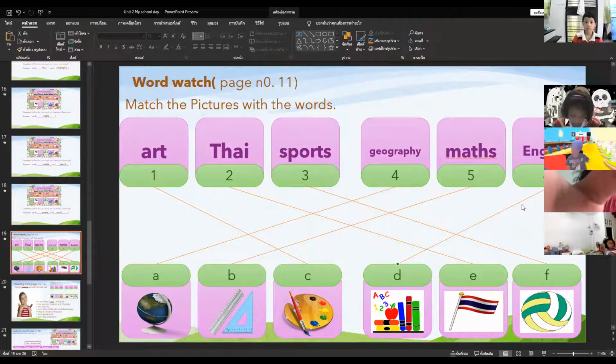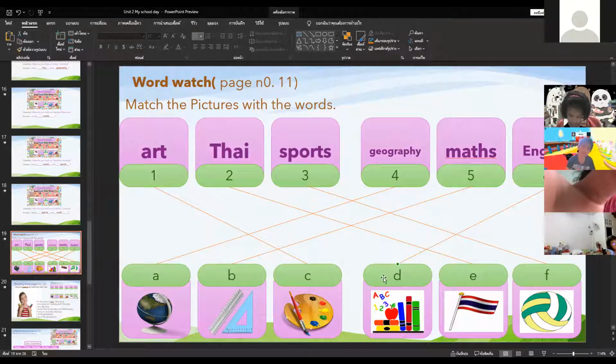Check your book if your answer is correct. Okay. We have 1 for C, 2 for E, 3 for F, 4 A, 5 B, 6 D. Okay, now let's proceed to this one.